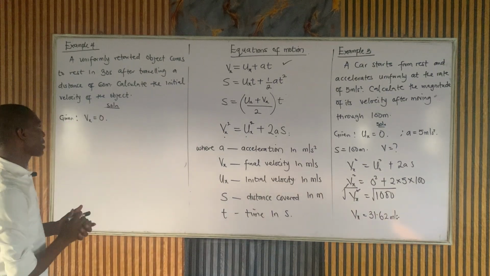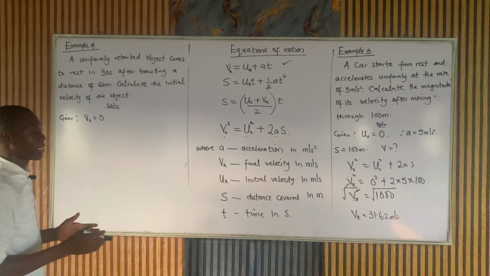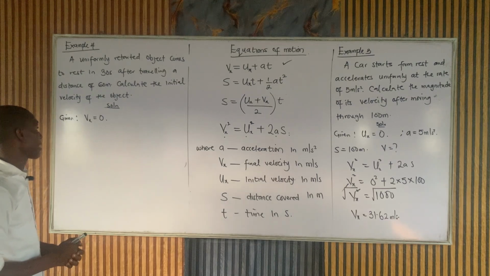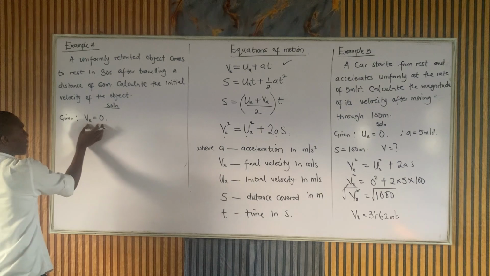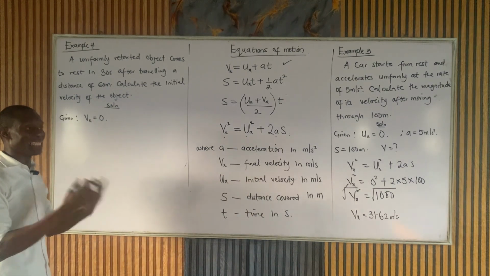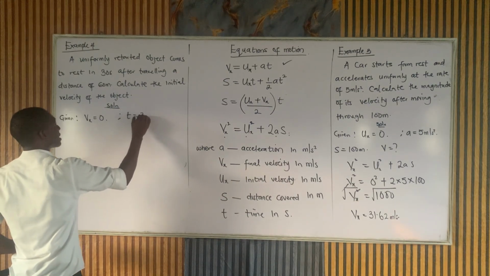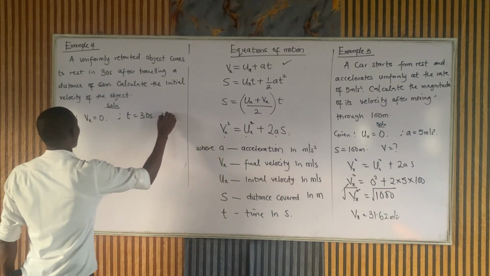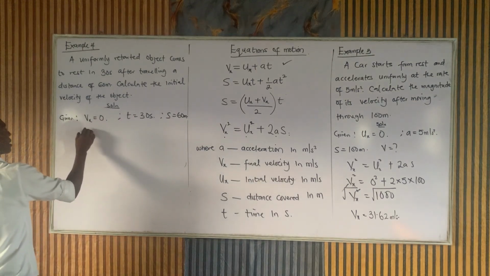If an object comes to rest, it means that the final velocity is 0. Now, what I want you to take note of in this motion we are treating is that it's a uniformly accelerated object or uniformly retarded object. So these equations will still take care of it. If it comes to rest, the final velocity is 0. If it starts from rest, initial velocity is 0. So we have our time to be 30 seconds. After traveling a distance of 60 meters, that's our S, 60 meters. Okay, so we're looking for the initial velocity. That's the U.